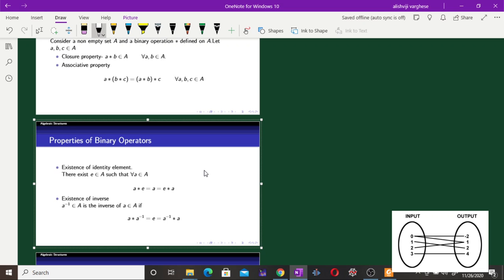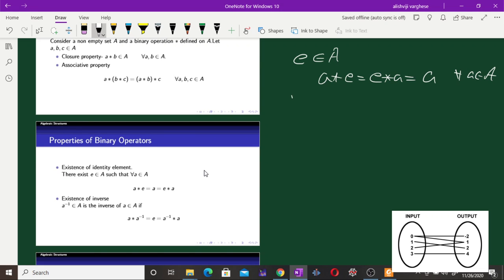That is, there exists a particular element, usually denoted by E, belonging to the underlying set A, such that A star E is equal to E star A is equal to A. For all elements of A, we have this particular identity or particular property, for all A belongs to capital A.